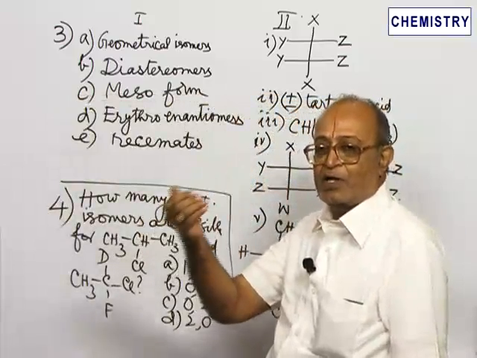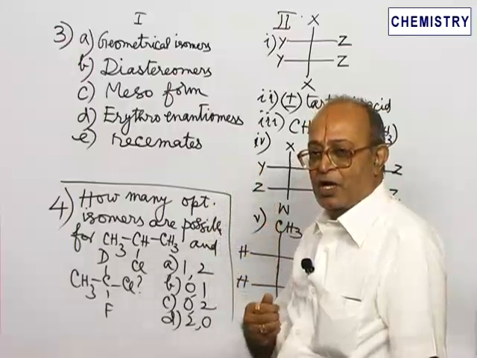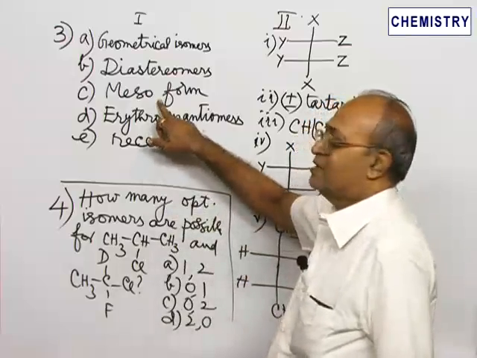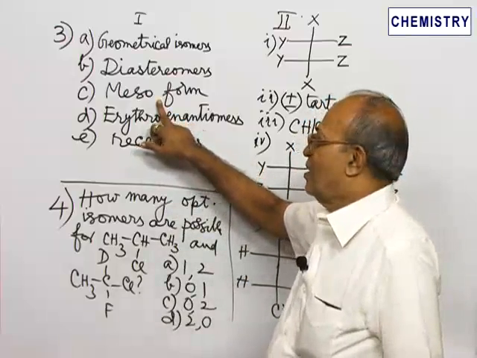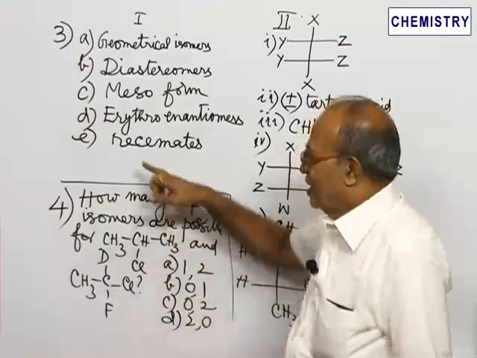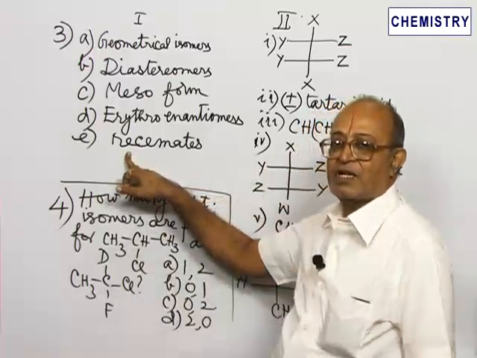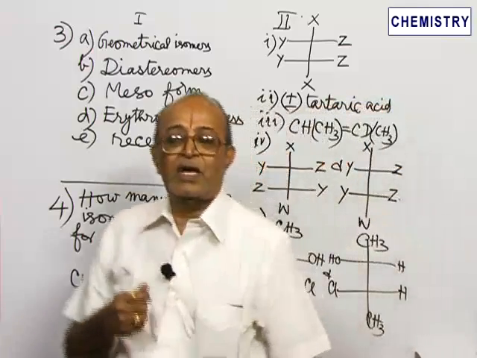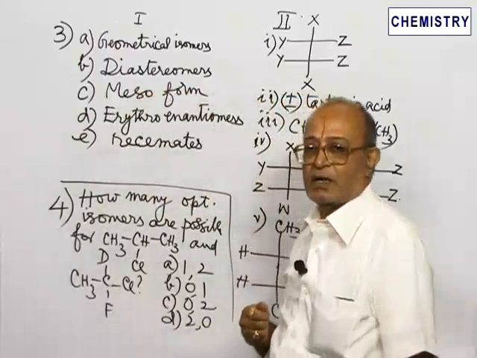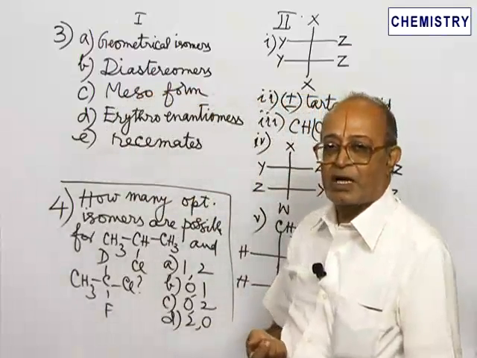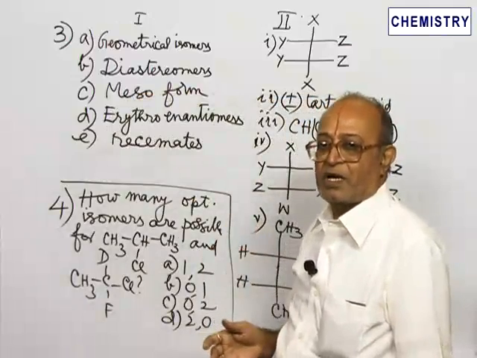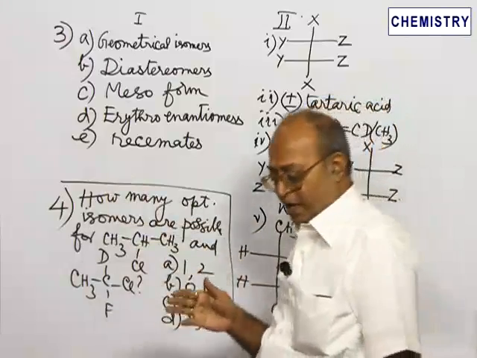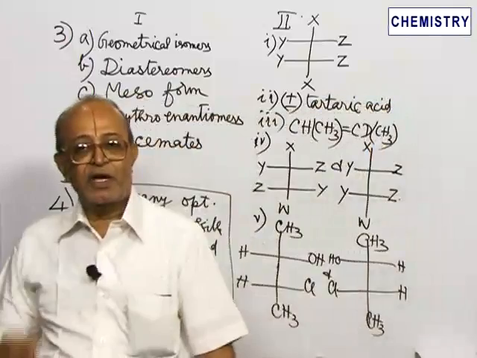If the structure is such that one half of the molecule is the mirror image of the other half, then that is known as the mesoform. All these we have seen. This also we have seen in the last class. Instead of this term, I have used racemic modification or racemic mixture. Racemic mixture is also known as racemates. Racemates, nothing but racemic mixture.